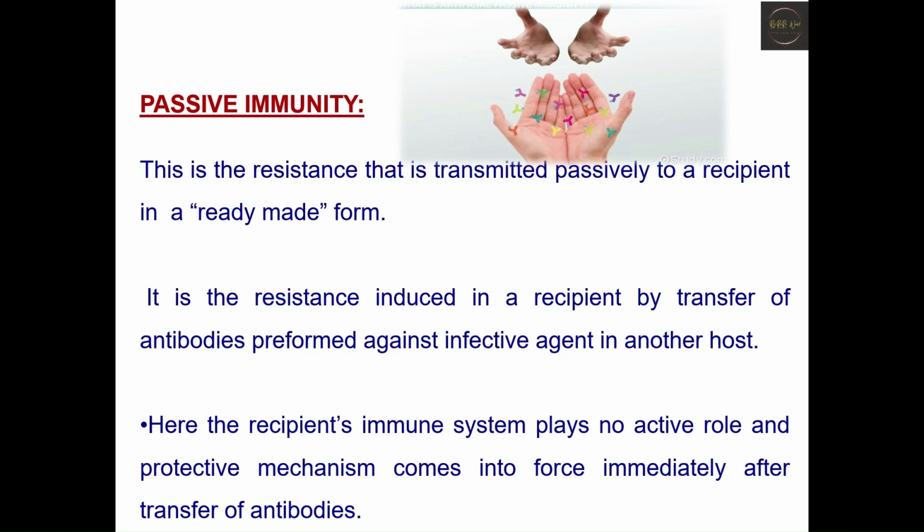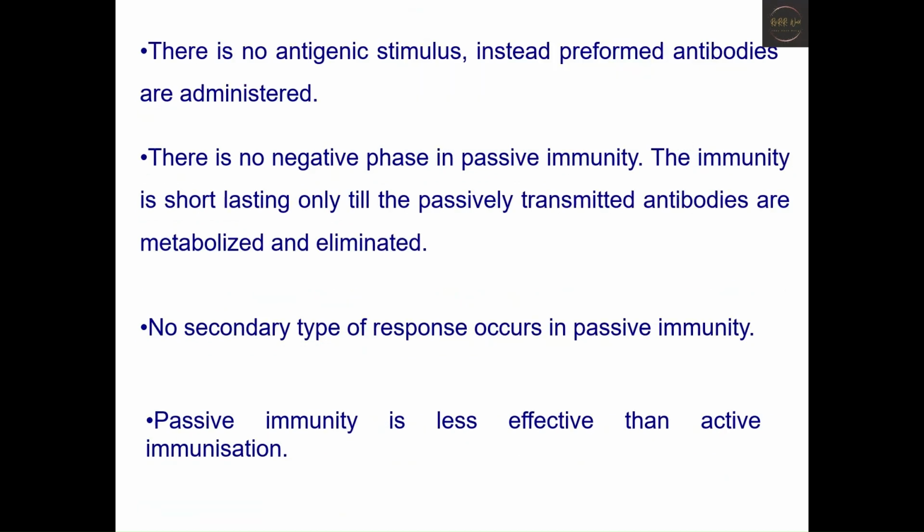Here the recipient's immune system plays no active role, and the protective mechanisms come into force immediately after the transfer of antibodies. Passive immunity is conferred from outside of the body, so it does not require exposure to an infectious agent or an antigen. Also, passive immunity is not long lasting like active immunity. It can last only a few days, weeks or months.